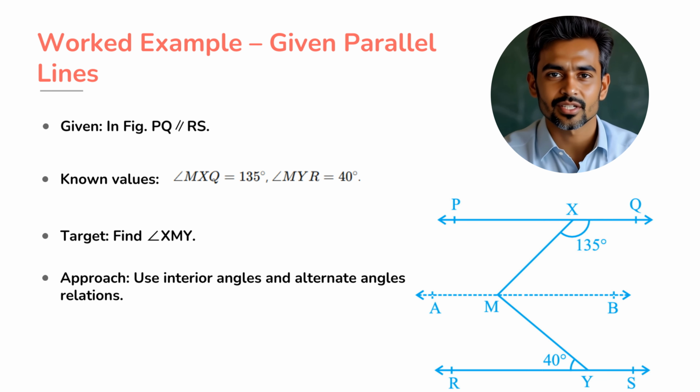In figure 6.19, we are given that line PQ is parallel to line RS. We know angle MXQ equals 135 degrees and angle MYR equals 40 degrees. We are asked to find angle XMY. How do we do this? The trick is to add a helping hand, draw another line through point M, let's call it AB, parallel to PQ. This way, we have PQ parallel to AB and PQ parallel to RS. The construction makes solving much easier.